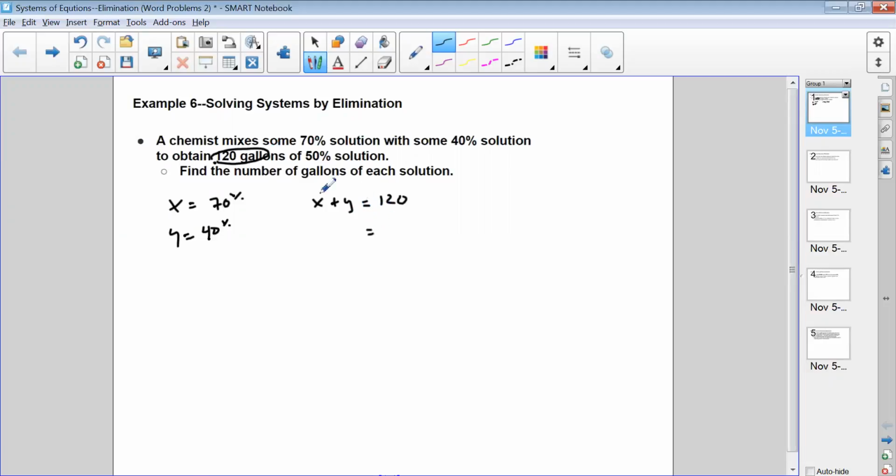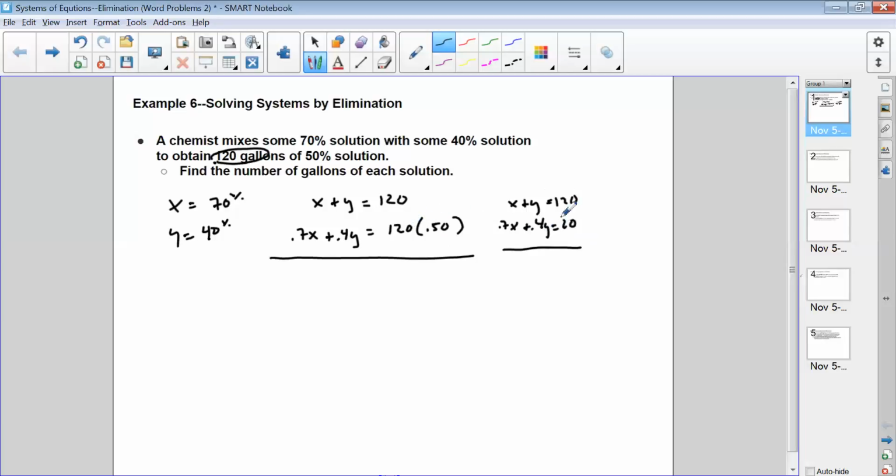And we also need to take 50% solution of that 120 gallons. So we're also going to take 50% of that 120. So we're going to have our 70%, 7/10 X plus 4/10 Y, and here would be our two equations. So we would have X plus Y is equal to 120, and we would have 7/10 X plus 4/10 Y equals 60, because when you take the 50% of 120, we get 60.